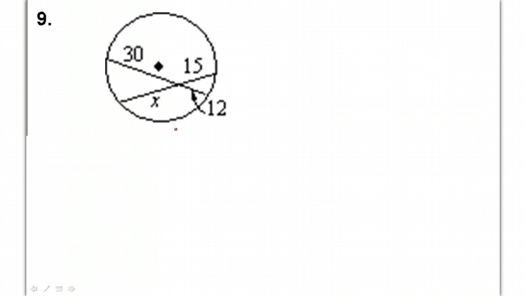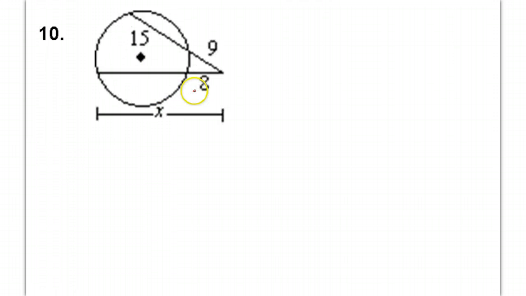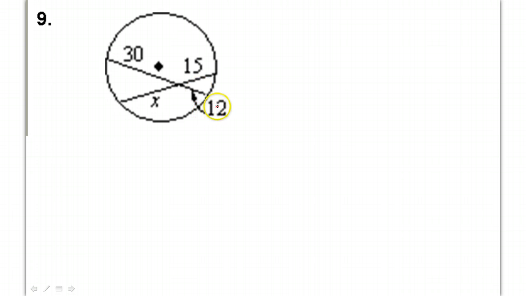Hopefully you just said part times part. When we have the segments intersecting completely inside the circle, that's when we set up the equation part times part equals part times part. On the other hand, when we get to number 10 in a minute, when we have the segments that are meeting outside the circle, that's when we use the part times whole equals part times whole equation. And that's coming up next. But here we will do part times part. So let me just abbreviate that.